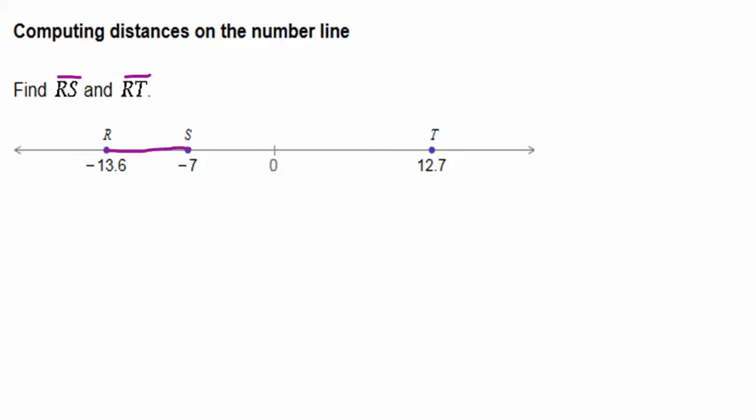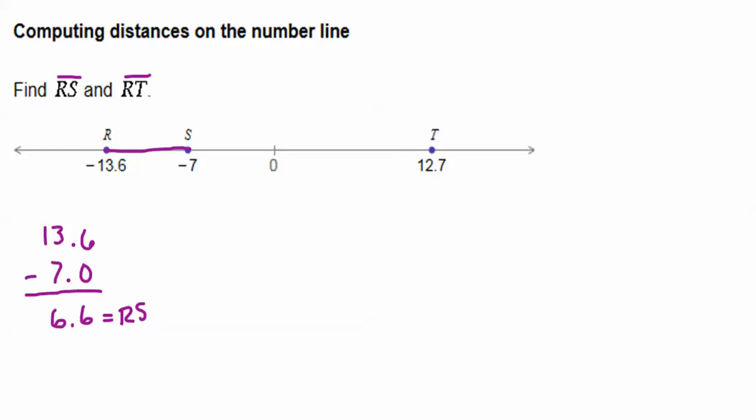So the distance between 13.6 and 7, we're going to subtract. 13.6 is a decimal number, 7 is a whole number, so we're going to make that look like a decimal number as well. And then we're going to subtract those two numbers to find the distance between the two. So our distance is 6.6 units. This is the distance between R and S.